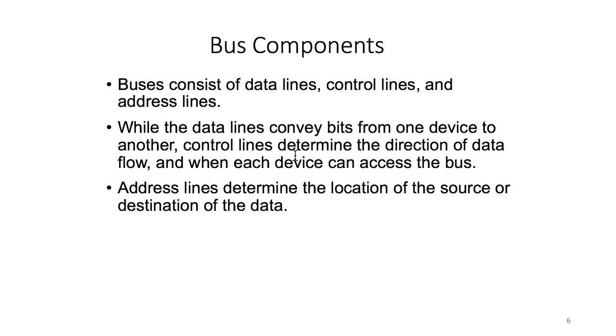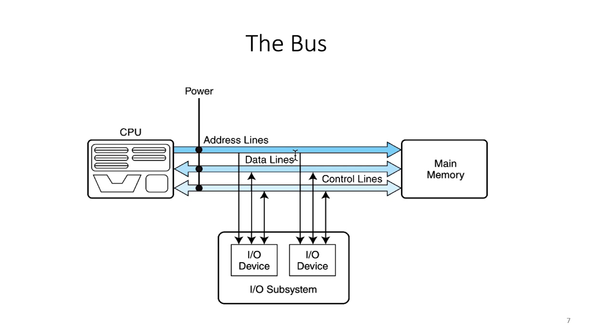For example, when you write data from the CPU to the memory, the address line will determine which location in the memory the data will be written to. Here's an example of the system bus. We can see that the bus is shared by three main components: the CPU, the main memory, and the I/O subsystem. The system bus here consists of the address line that basically indicates the location in the memory, for example, that the data should be either read from or written to.